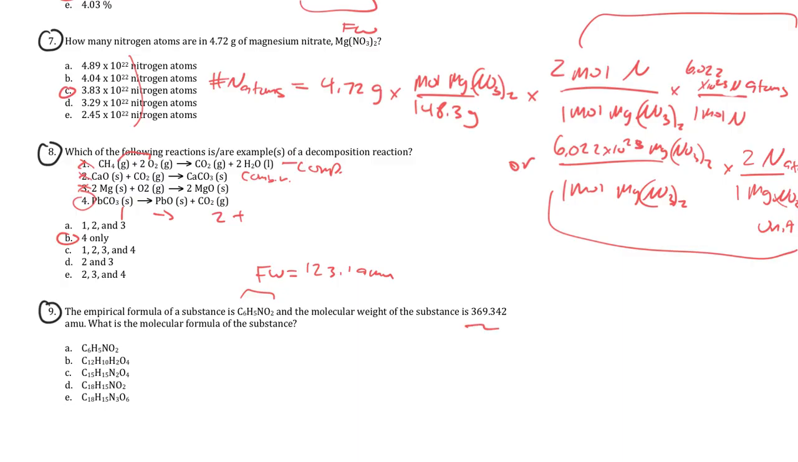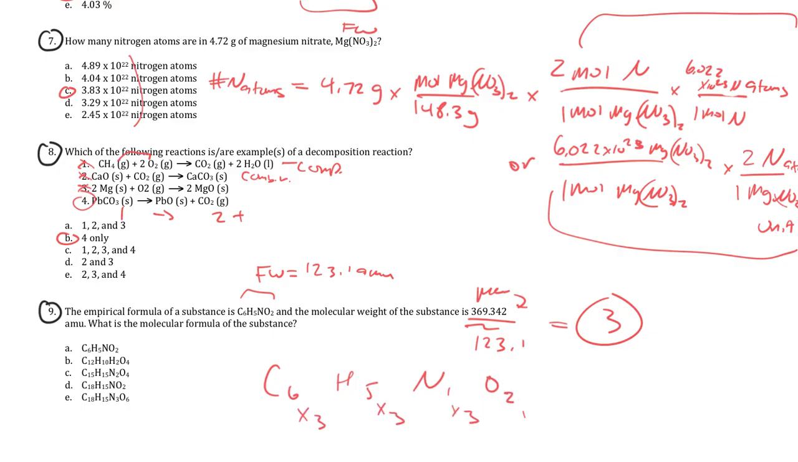I can see that this is probably going to be 3 units of the empirical formula in the molecule. I take the molecular weight and divide it by the empirical formula weight of 123.1. I can see that's going to give me 3 units of the empirical formula in that molecular formula. So I need to multiply all these by 3. And then I'm going to get 18 for carbon, 15 for hydrogen, 3 for nitrogen, and 6 for oxygen.